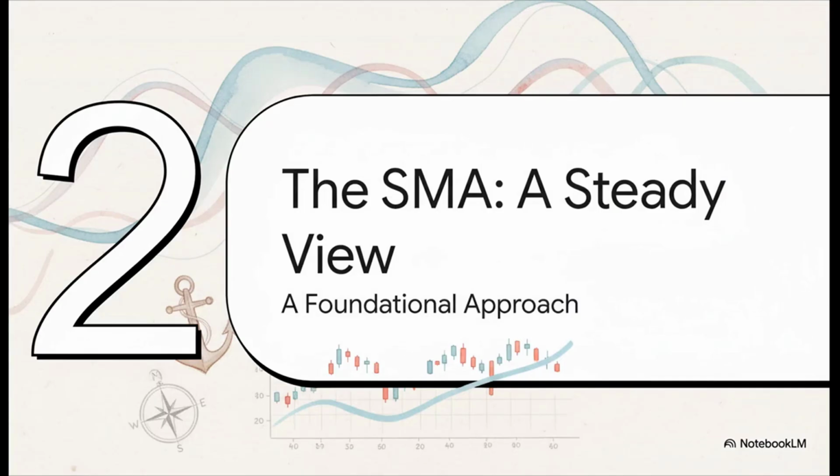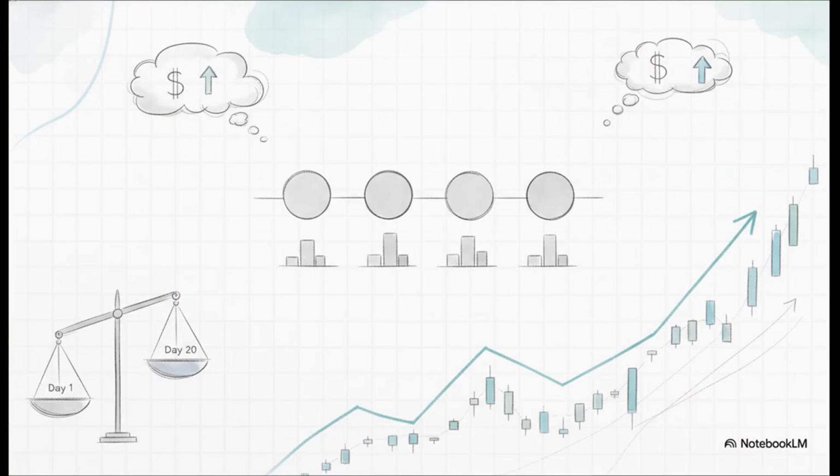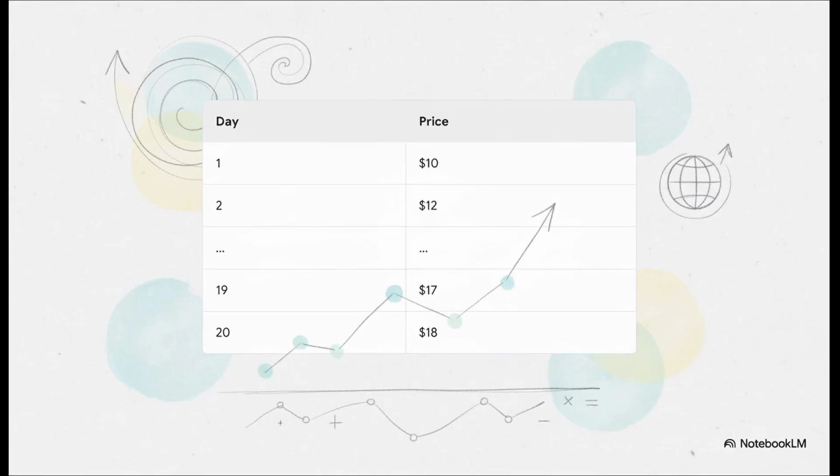So that brings us to the SMA, the simple moving average. You can think of this as the original, the foundational tool. It's straightforward, and it's where pretty much every trader gets their start. And it really is what it sounds like. A simple moving average is just, well, the simple average of a price over a certain number of days. And here's the most important part to remember. Every single price in that period gets the exact same weight. Day 1 matters just as much as day 20. No favorites.